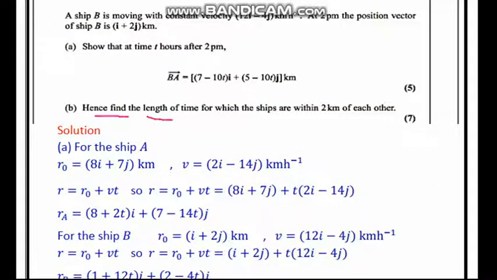Hence, find the length of time for which the ships are within 2 km of each other. Take care of the difference. The question is the length of time in which the ships are within 2 km. It's not asking to find the time when the ships are 2 km apart. I hope you got the point.